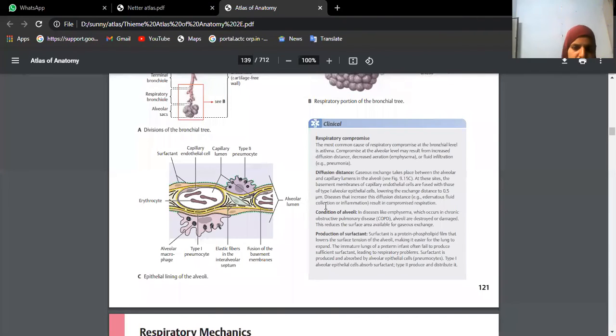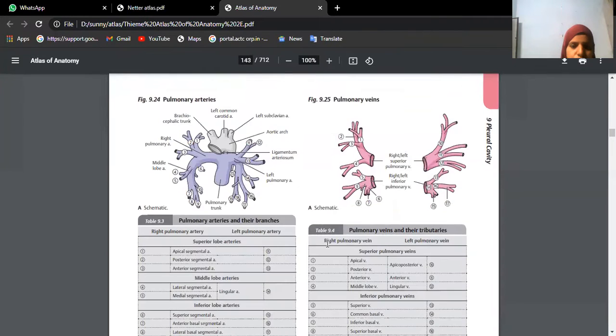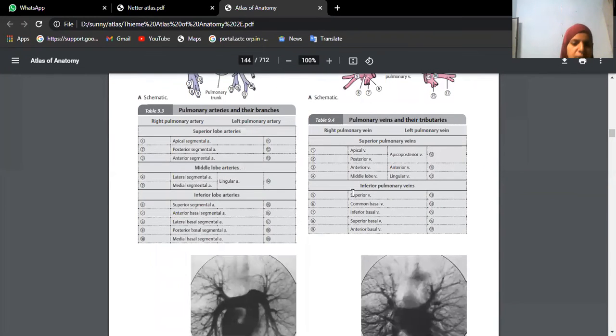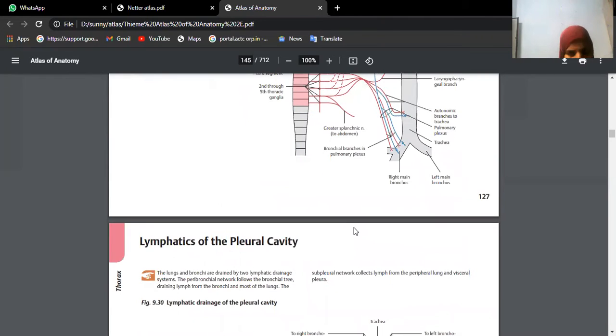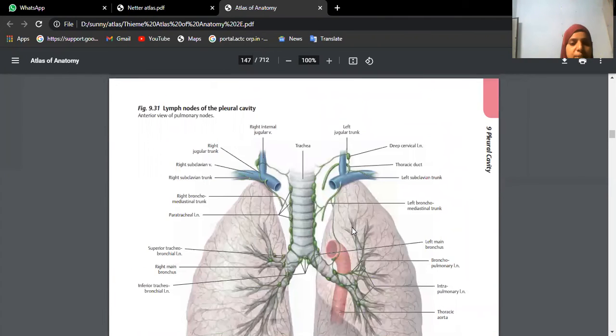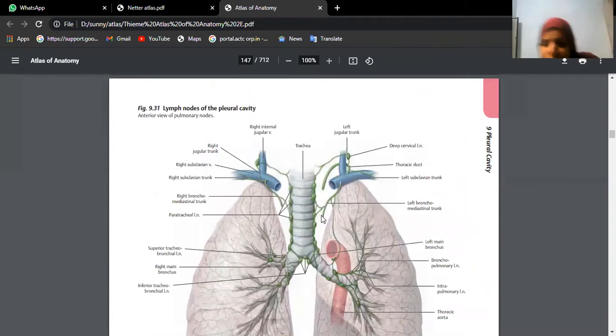Now see, respiratory mechanics or physiology, we are not bothered. Tracheobronchial tree and bronchopulmonary segments is important theoretically. The 10 bronchopulmonary segments of right and left side you learn from the textbook. That completes the thorax.